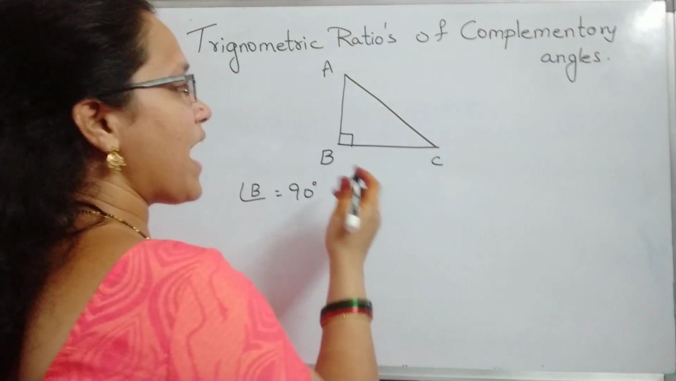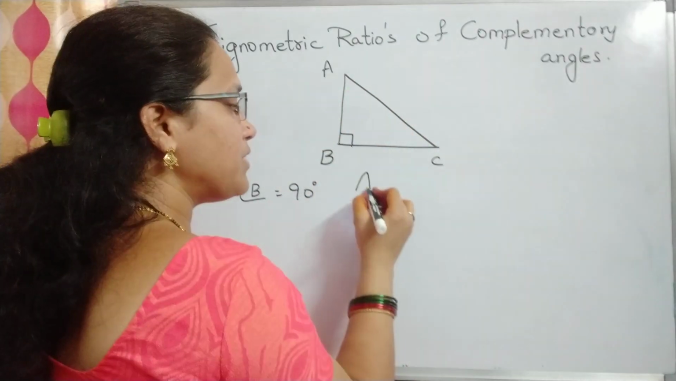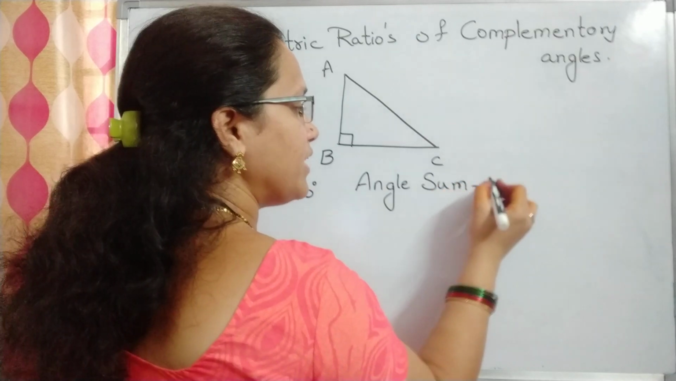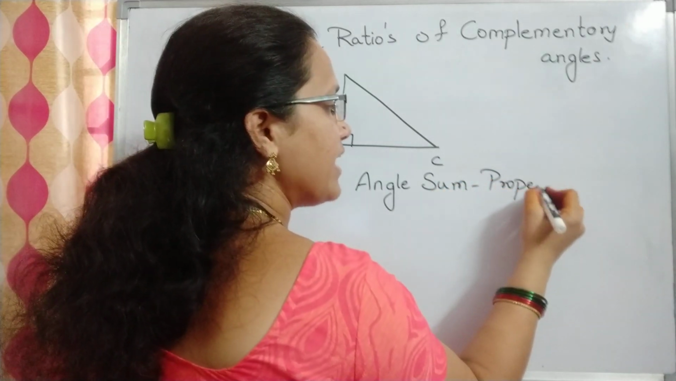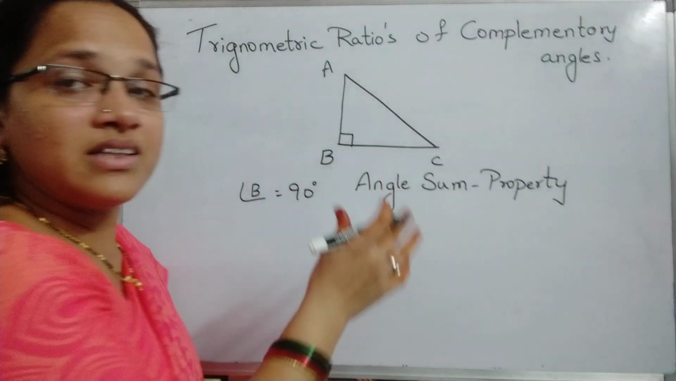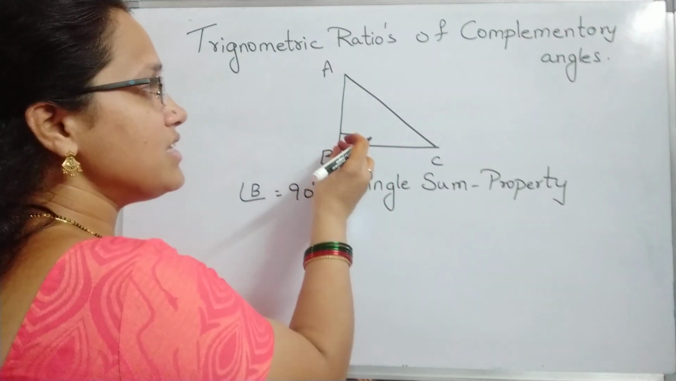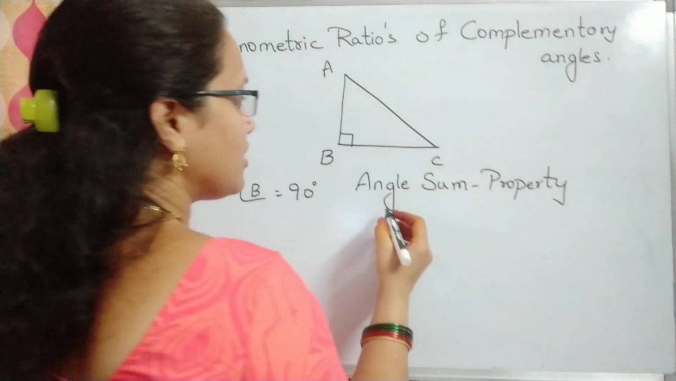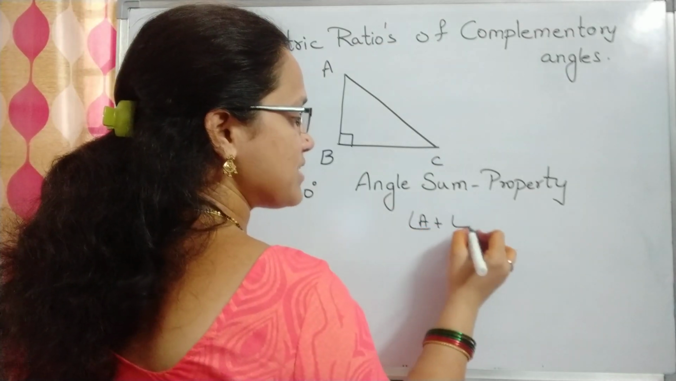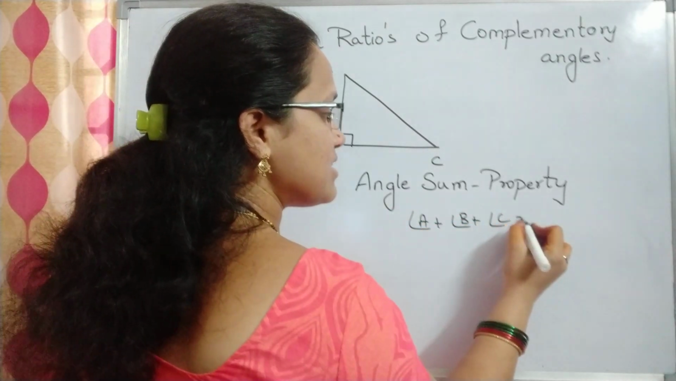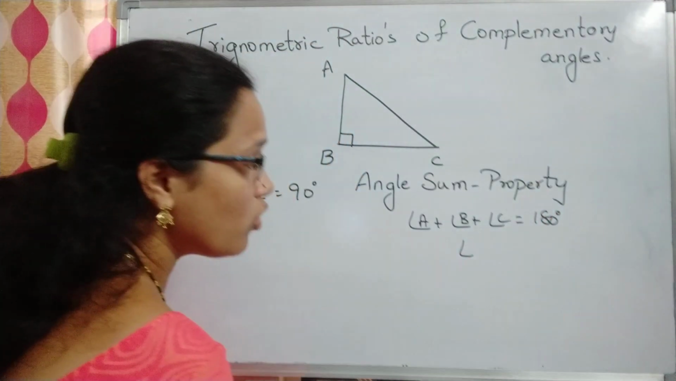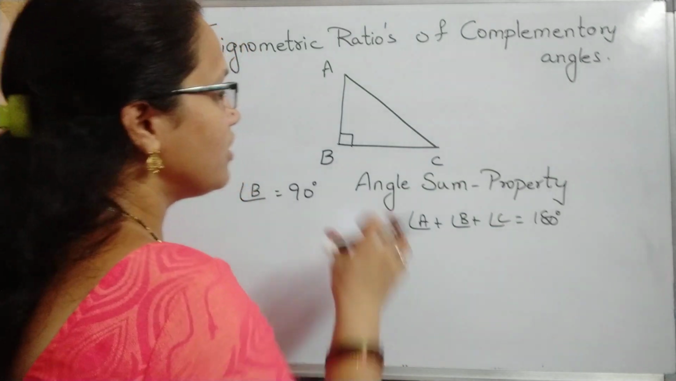then according to the angle sum property, the sum of the angles in a triangle is equal to 180 degrees. That means angle A plus angle B plus angle C is equal to 180 degrees, where angle B is already known to you, yes or no? This is known to you, which is 90 degrees.